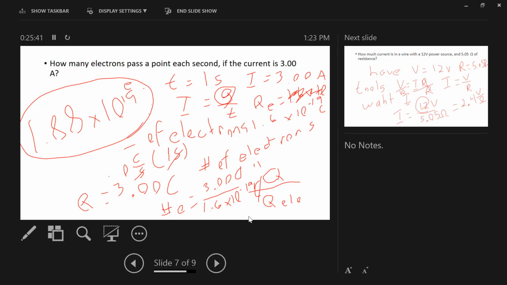So, how many electrons pass a point each second if the current is 3.00 amps? How many electrons pass through a point each second if the current is 3.00 amps? All right, so what are we given?